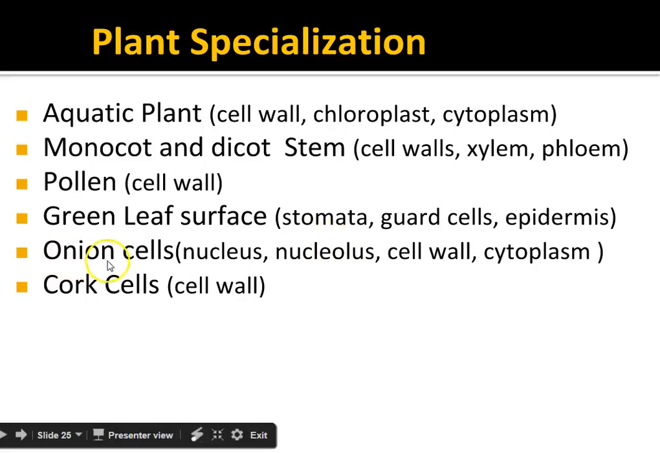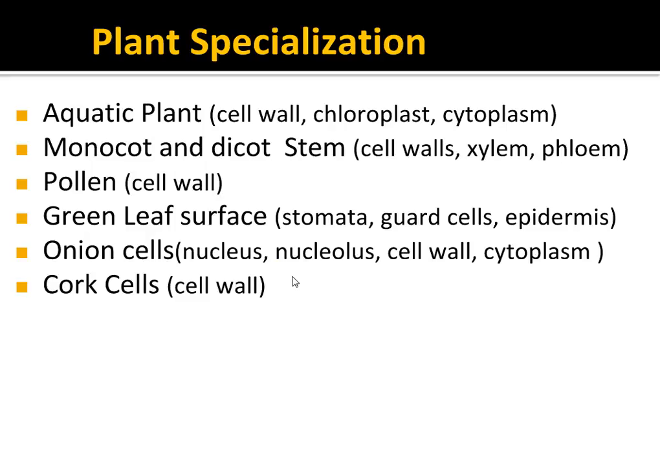We'll also take a look at some onion cells, just because they're very easy to view, and we can see a nucleus and a nucleolus, and we can see their cell wall very, very easily. And then we'll look at cork cells, just because one of the first cells that was ever viewed underneath the microscope was a cork cell. So plants, pretty unique, pretty diverse, a lot to look at. We're going to try to just look at a few examples to see some of the specialization that they have in class.